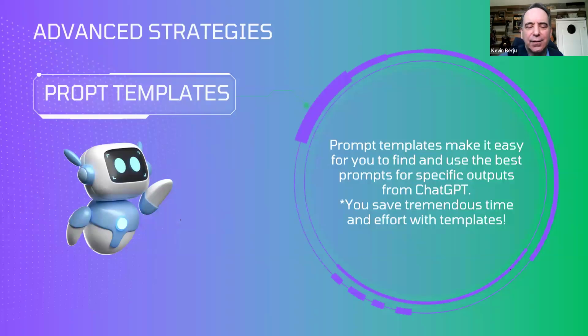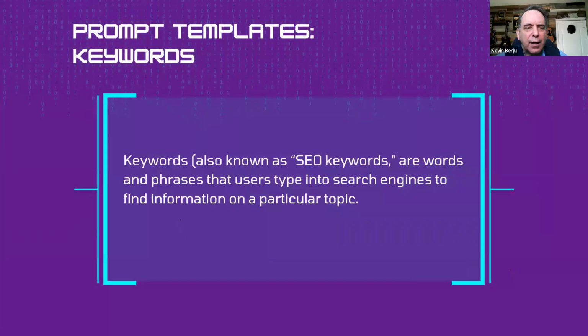Okay, prompt templates. This is what I love about this. Prompt templates make it easy for you to find and use the best prompts for specific outputs from ChatGPT. You save a tremendous amount of time. Remember, we're crafting the perfect prompt. Well, other people have done that. So why not just look and see if we can find a prompt that is already written for what we're looking for, and just maybe edit that rather than put a whole new prompt in. So templates generate content of high quality and they're tailored to your specific needs. Again, you can save a tremendous amount of time with templates.